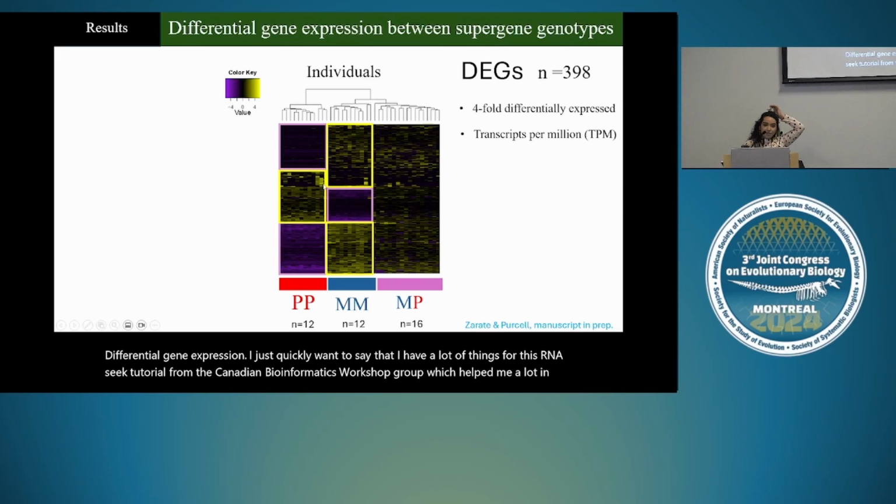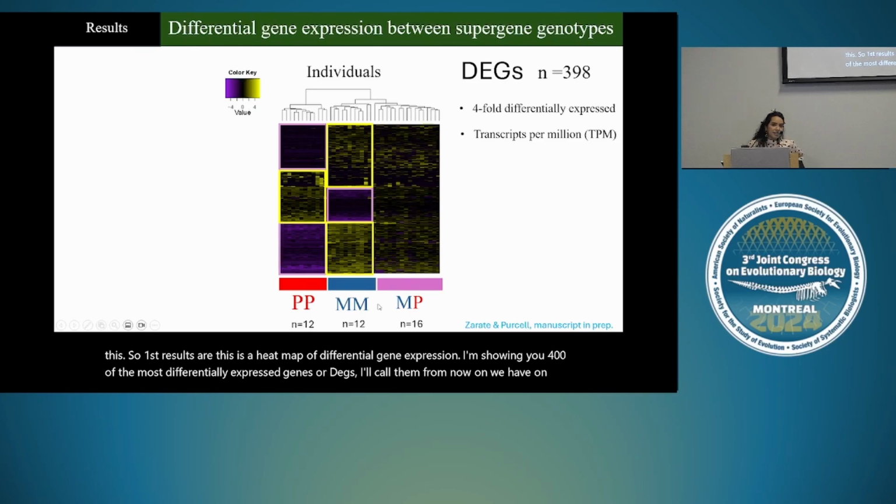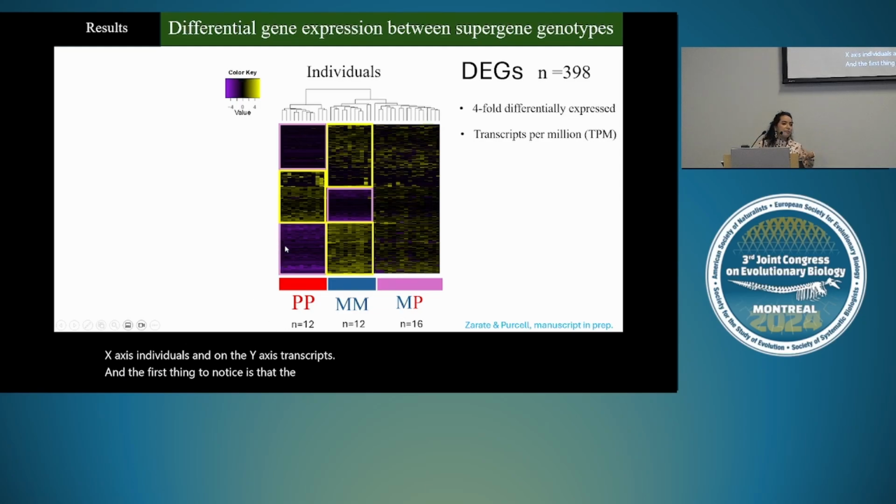So first results: this is a heat map of differential gene expression. I'm showing you 400 of the most differentially expressed genes, or DEGs, as I'll call them from now on. We have individuals on the x-axis and transcripts on the y-axis. The first thing to notice is that the individuals tend to cluster together, so there is a similar gene expression profile within supergene genotypes.